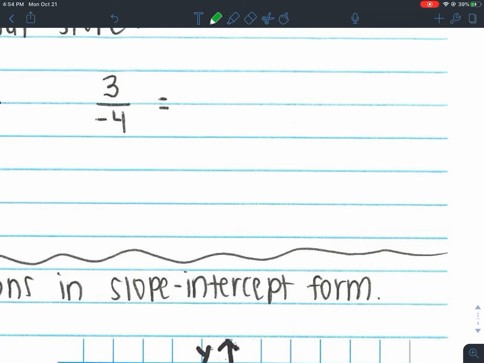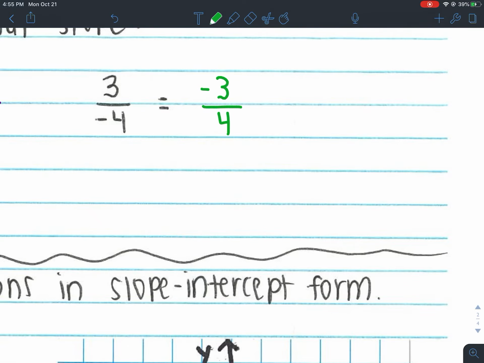With the next one over here, we have 3 divided by -4. Well, that's -0.75. Equivalently, -3 divided by +4 is still the same thing. So what's really happening, you're basically just changing your sign.